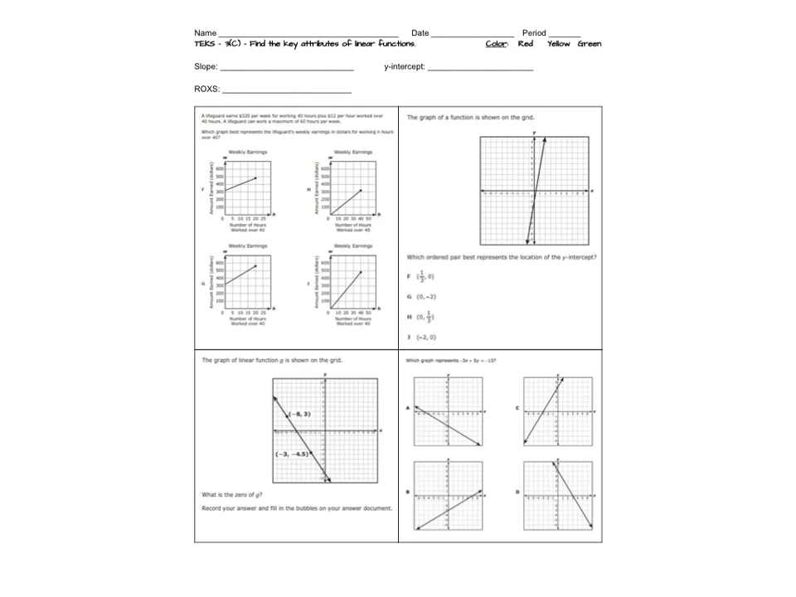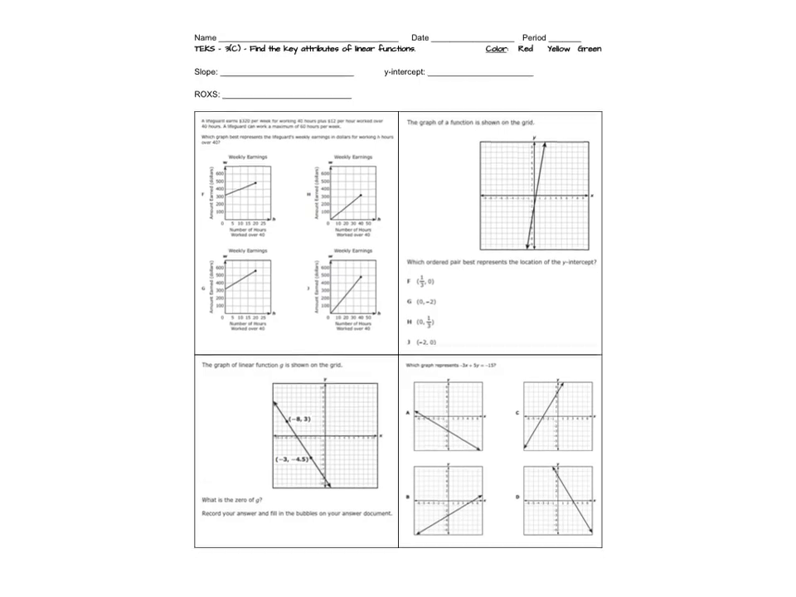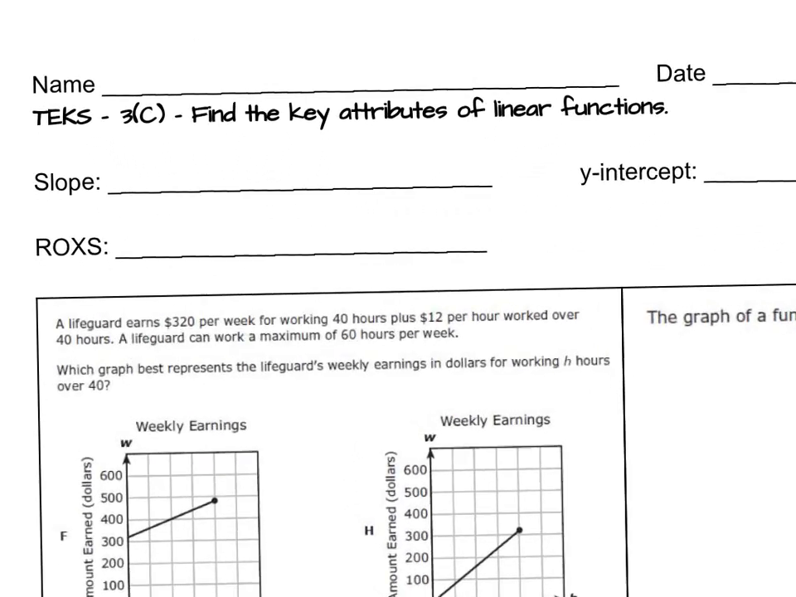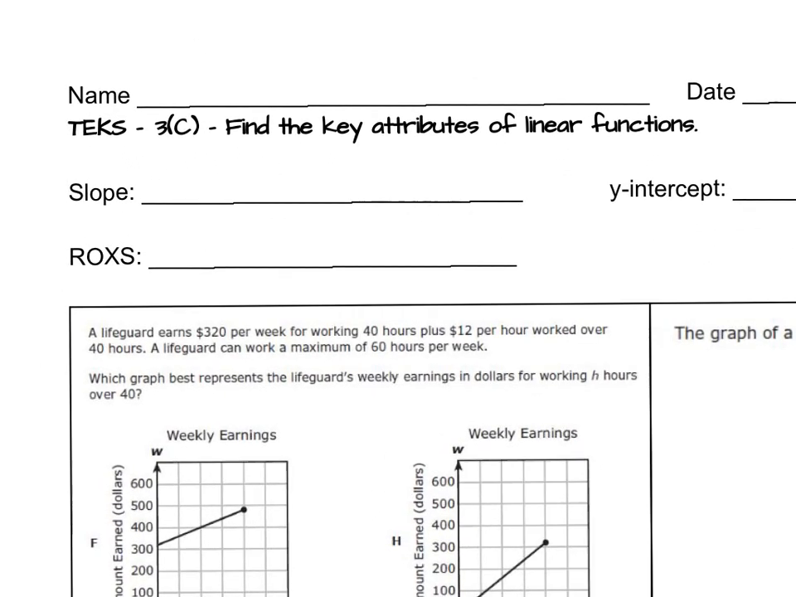For finding the key attributes of linear functions, it's important that we know what those key attributes are. So for a linear function, a straight line, the most important things we need to find on the graph are slope, which you don't need to memorize. This is on your STAAR chart. M equals y2 minus y1 over x2 minus x1.